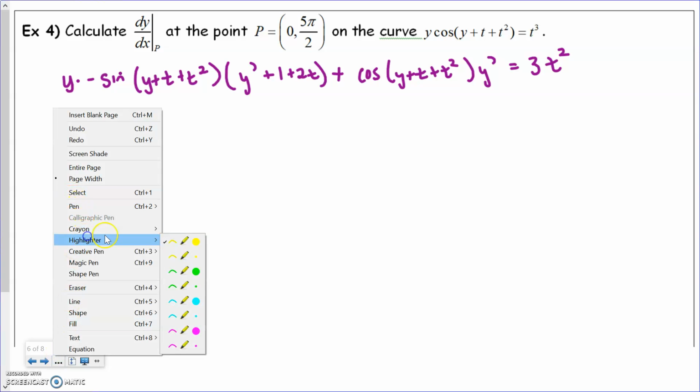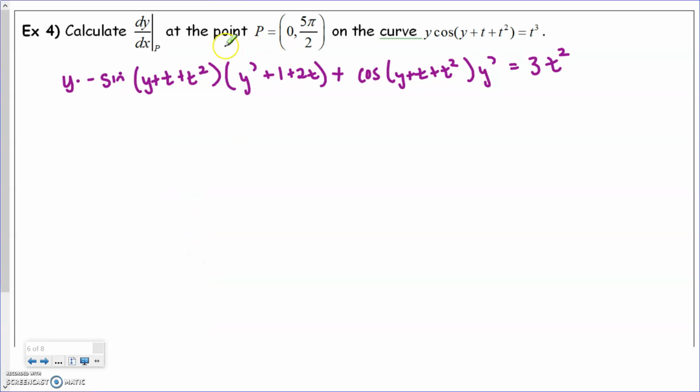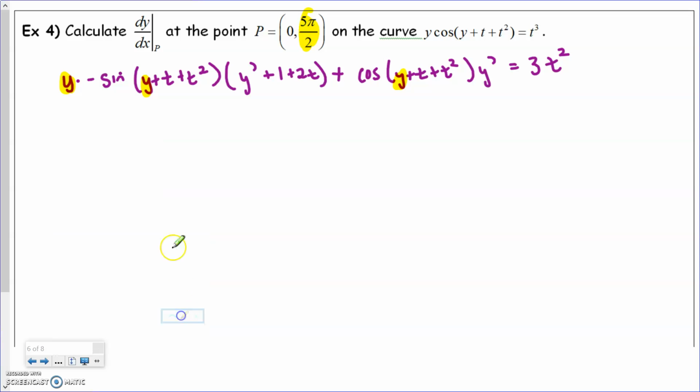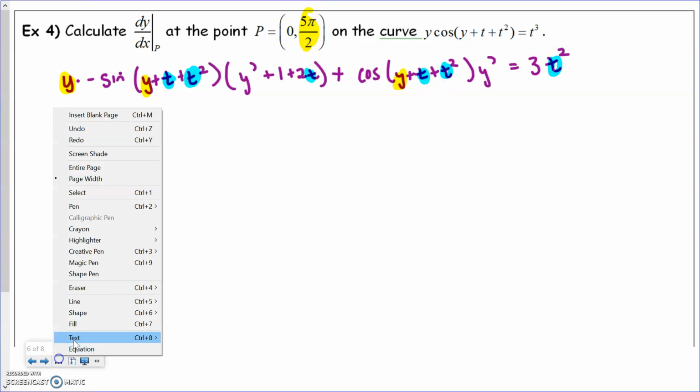So I'm going to highlight here. Anywhere we see y, we are going to plug in 5 pi over 3. And make sure it's y and not y prime. Sorry, 5 pi over 2. And then anywhere we see t, we are going to plug in 0. So we have 0, 0, 0, 0, 0, 0.